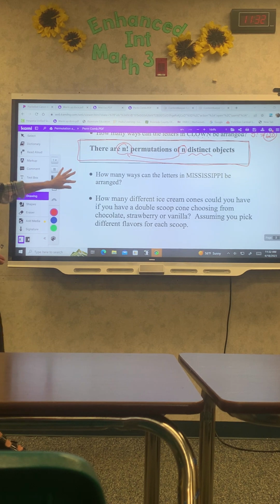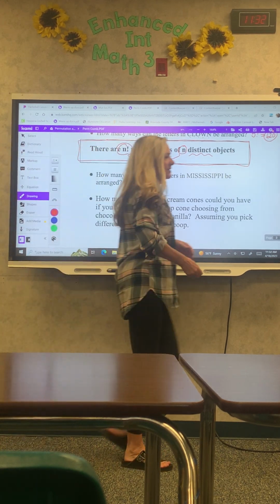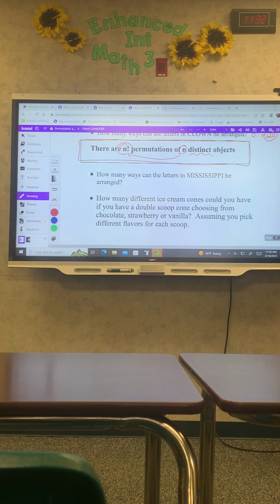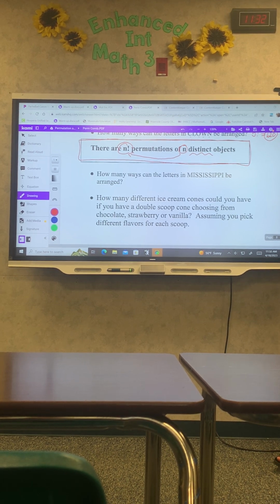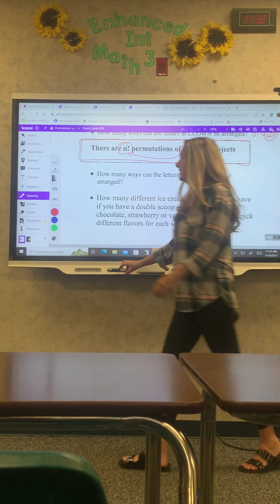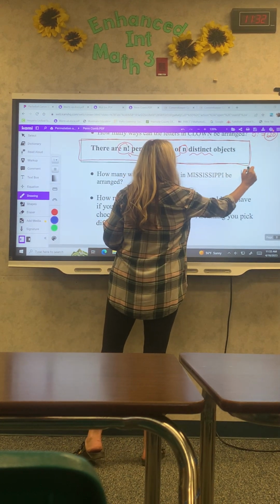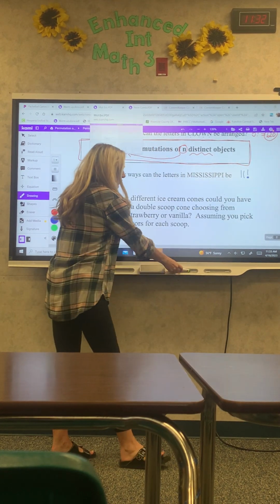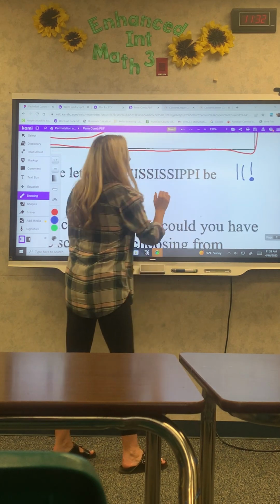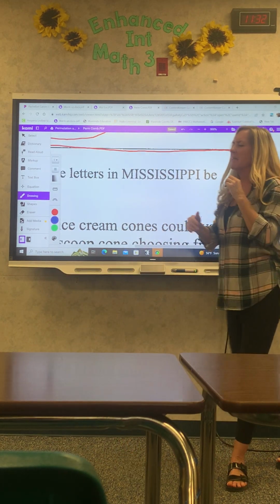Okay, so then they throw a curveball at us. How many ways can the letters in Mississippi be arranged? So Mississippi is a long word. How many letters is that, Alex? 11. So we agree that there's 11 factorial. The issue, what's wrong? It's not wrong, but what's different about the word Mississippi?